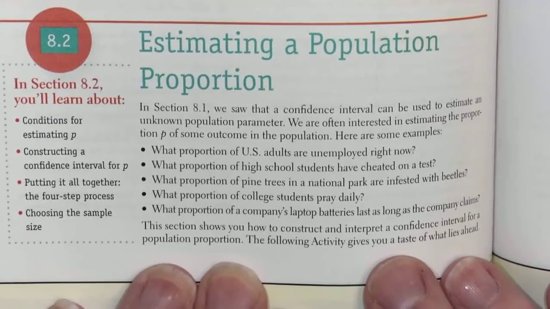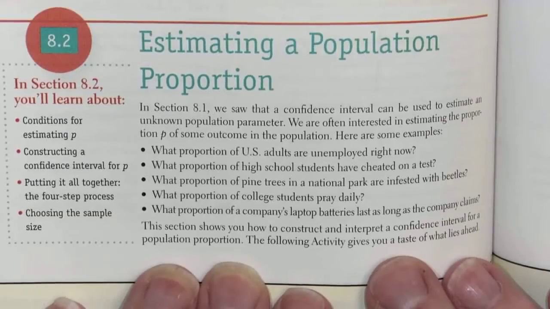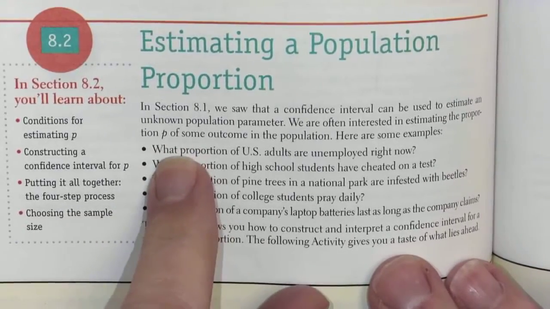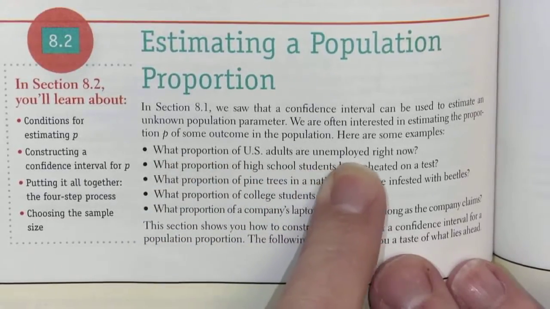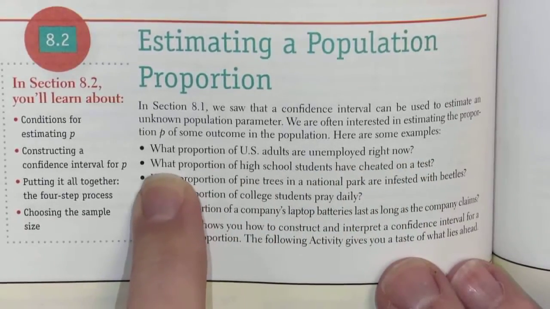In Section 8.1, we saw that the confidence interval can be used to estimate an unknown population parameter. We are often interested in estimating the proportion P of some outcome in the population. So here are some of those. We would estimate what proportion of U.S. adults are unemployed right now. Now, to know that exactly, again, is not reasonable.